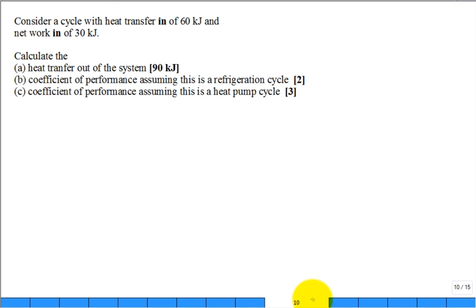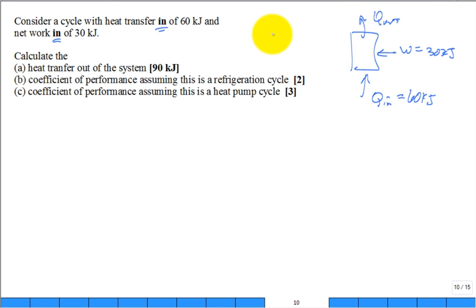Consider a cycle with a heat transfer in of 60 kilojoules and a net work in of 30 kilojoules. Notice this little word right there, in and in, they make a big difference. So we want to sketch it, and we'll put work in of 30 kilojoules and the heat in, Q in, of 60 kilojoules. Can you tell me what the Q out is? What is the Q out of the system? 90. Energy balance around the system operating in a cycle: you got 30 in, 60 in, you have to have 90 out.